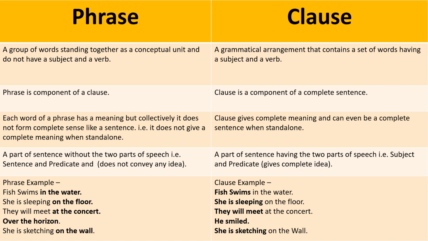Now, if you look at the column of clauses, you can see fish swims. If we just read fish swims, it's a combination of subject and verb. It is giving you a complete meaning, so we can call it a clause. Similarly, she is sleeping. Subject, there is a helping verb, or you can say linking verb, and then a main verb, sleeping. So it is also giving you complete meaning without mentioning on the floor. So again, this is a clause. Similarly, you can read the rest of the sentences. I hope it is clear to you now.